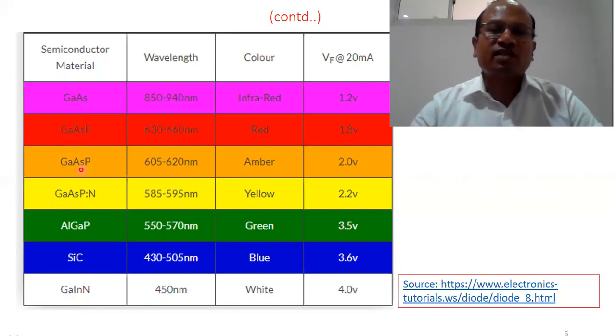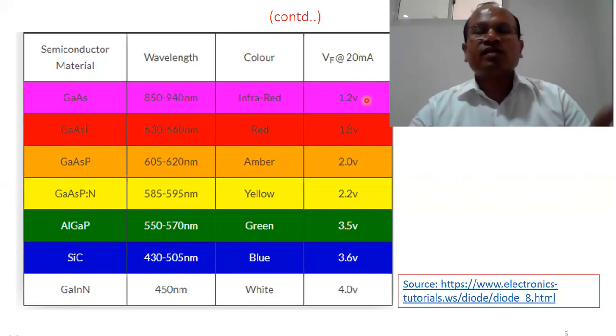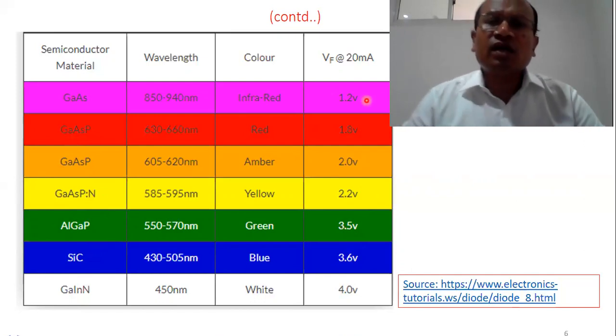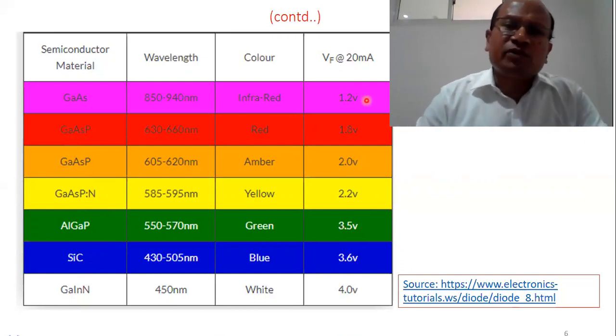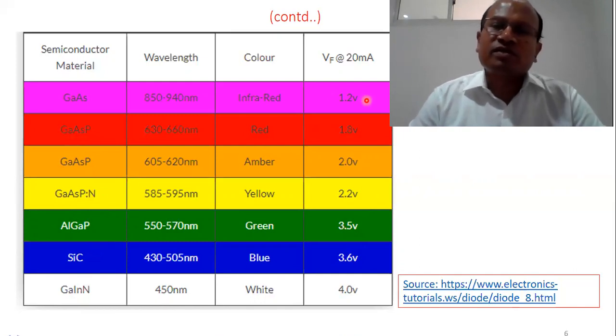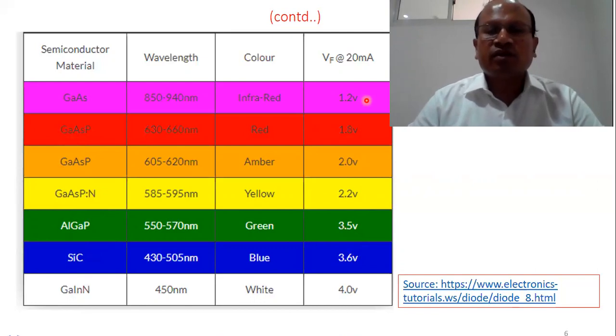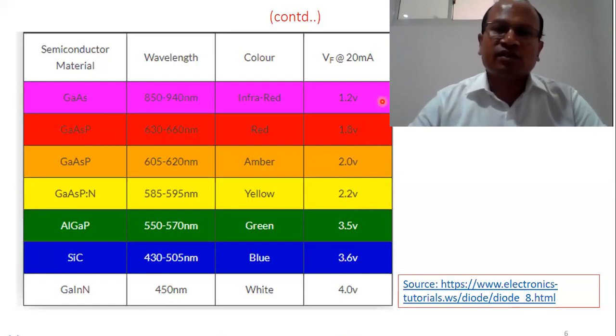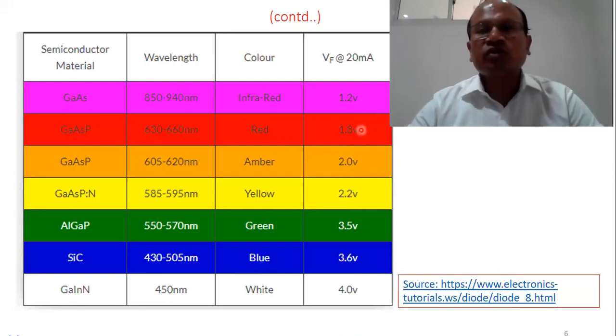And one more interesting thing is that when we are moving from white color to infrared, the band gap, the energy gap which is required to overcome, is reduced. It means in white color, a greater amount of voltage is required, whereas in red color, a much lesser amount of voltage is required to overcome.